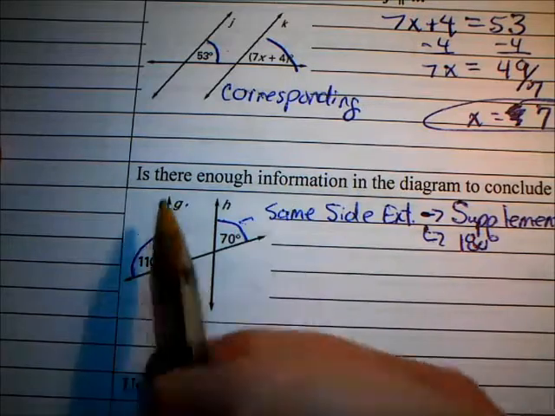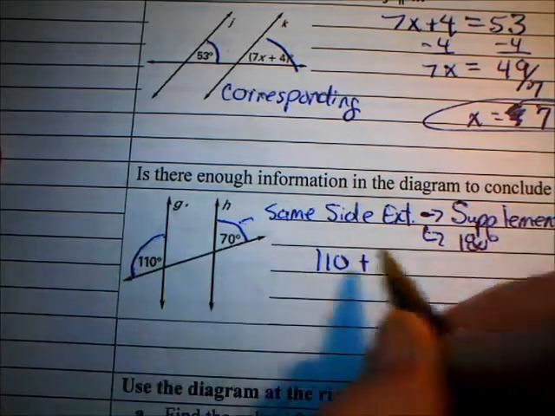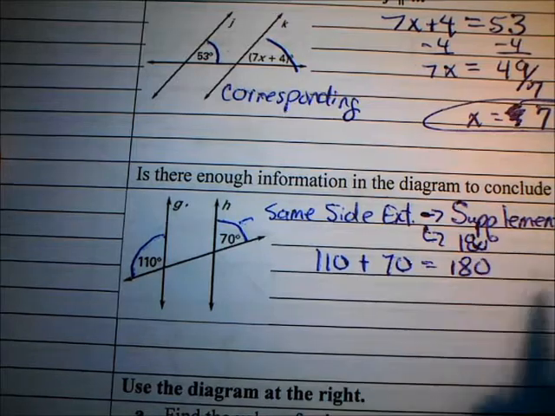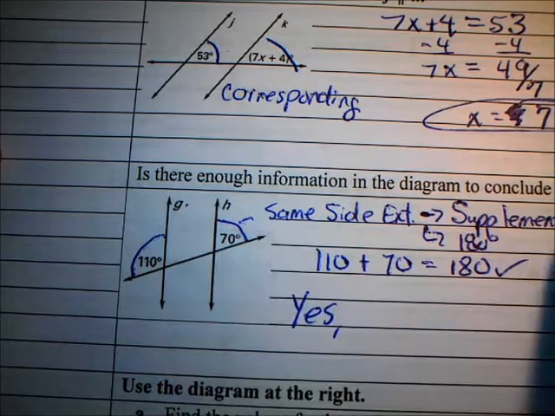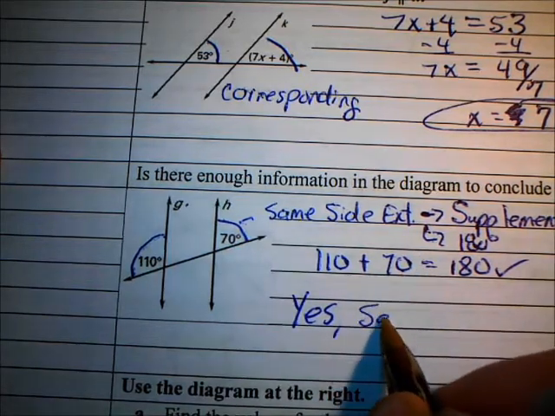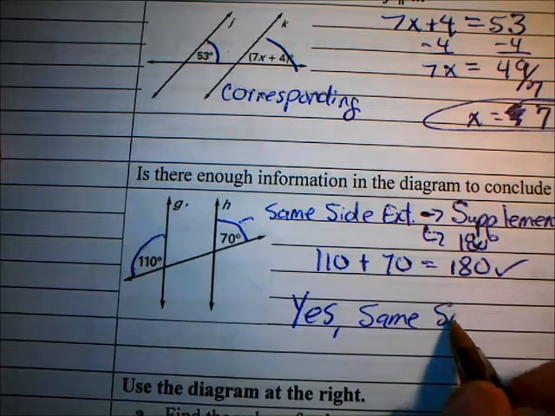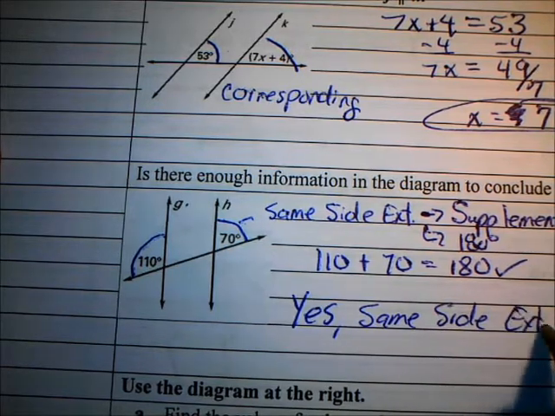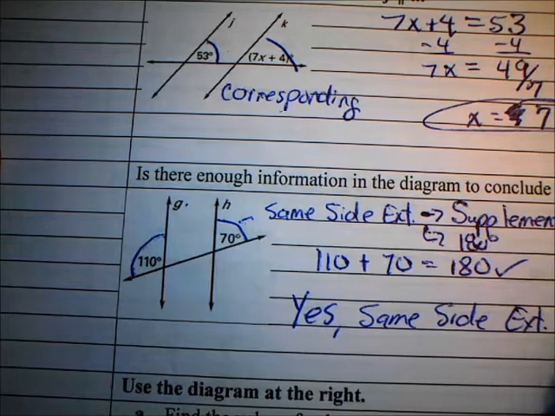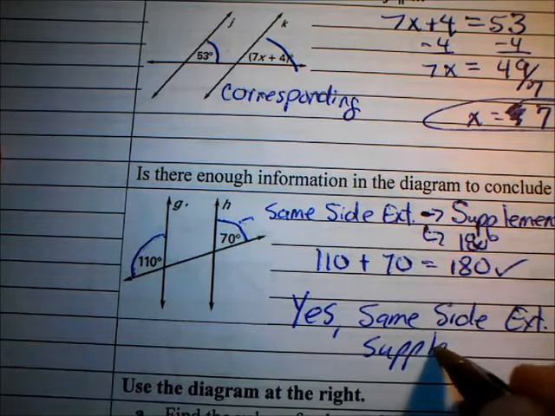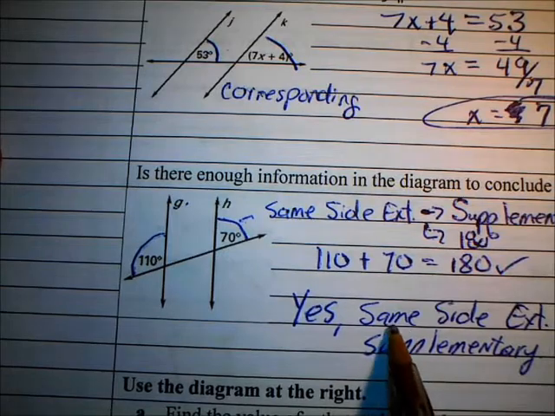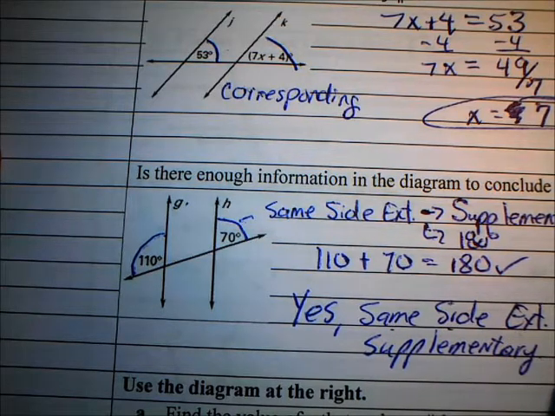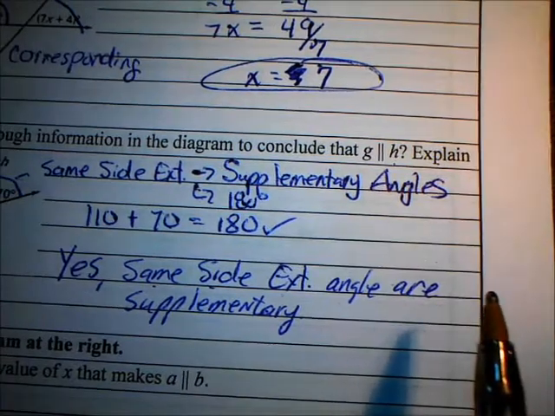If I look at these two angles, I have one that is 110, the other one is 70. They both add together to give me 180 degrees. So yes, there is enough information, and my explanation is same side exterior angles are supplementary. Now if you want to use the proper word here, this will be consecutive exterior angles, or you can just stick with same side exterior angles.